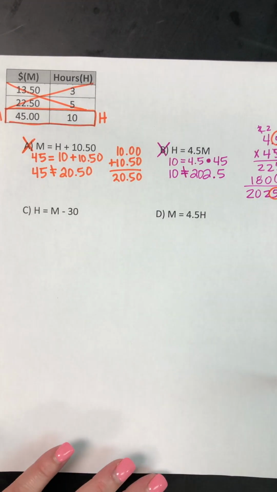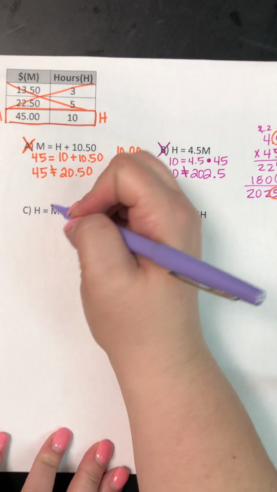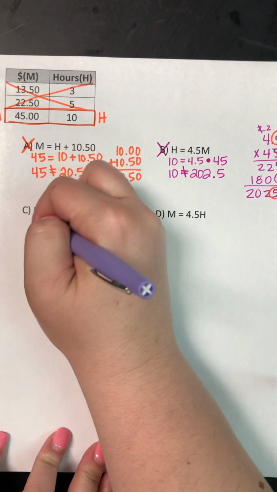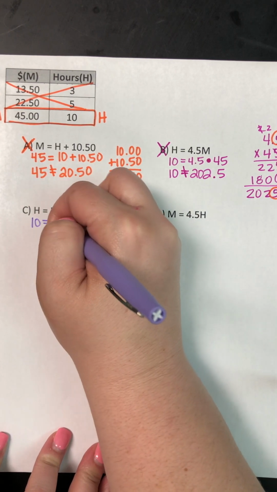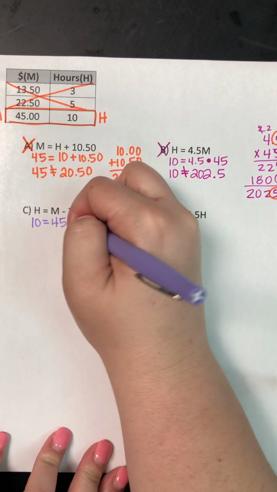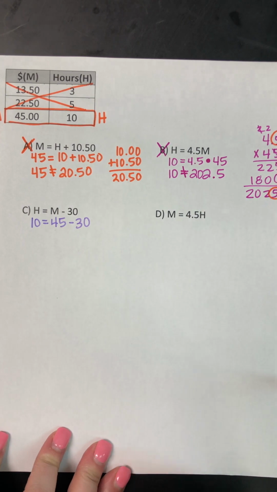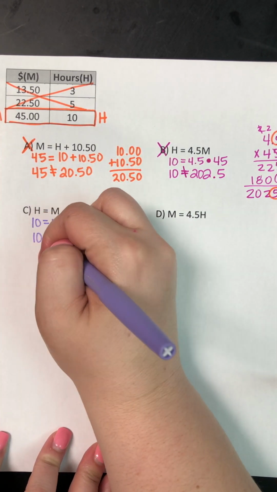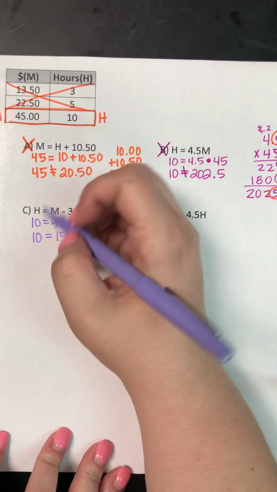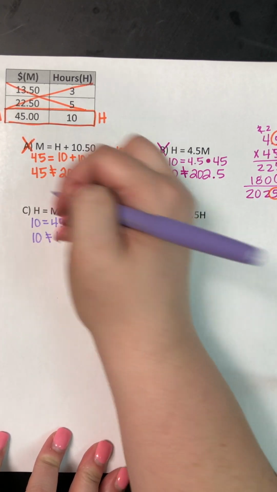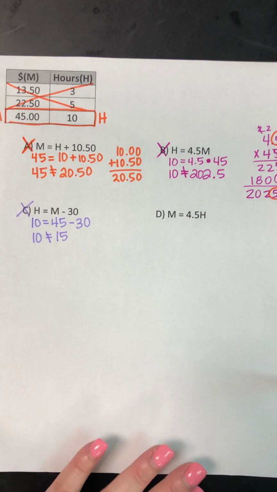All right, so we're going to try answer C. I'm going to plug in H was 10, equals, M was 45, and then minus 30. So this side's still 10 equals. I know that 45 minus 30 is 15. 10 does not equal 15, so C is also incorrect.